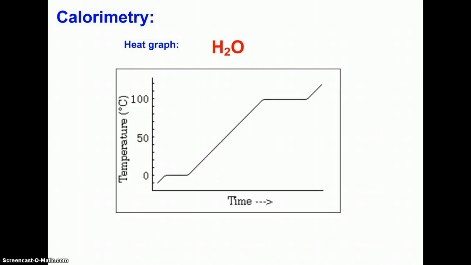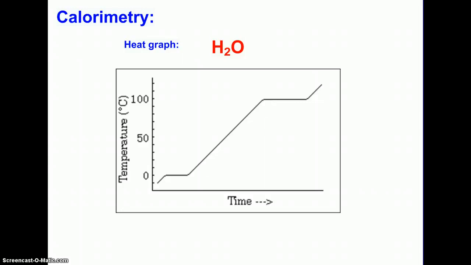Welcome to the thermodynamics lesson on calorimetry. Calorimetry is the process of measuring the heat of chemical reactions. We'll talk more about how you do that type of calculation here in a moment. First, let's start off by taking a look at what is known as a heat graph.